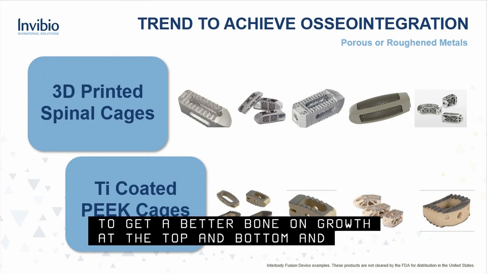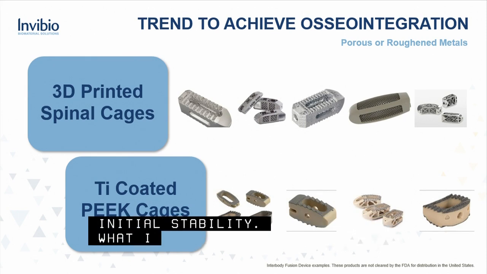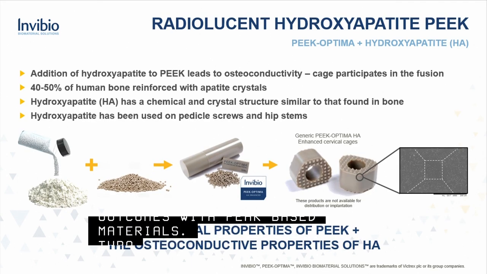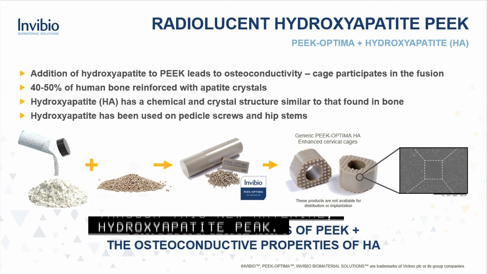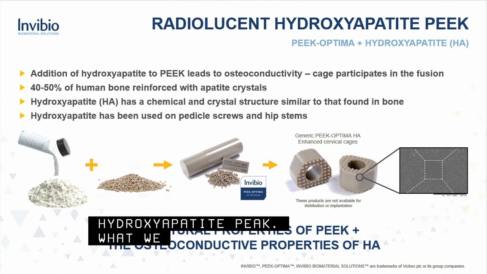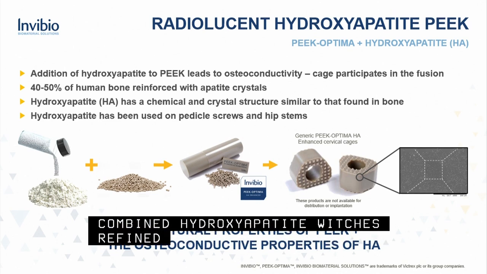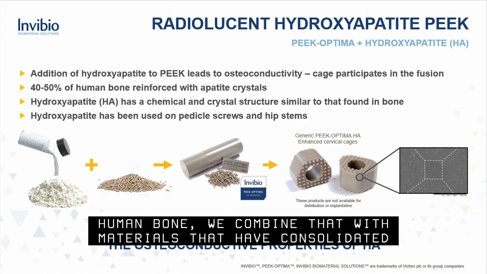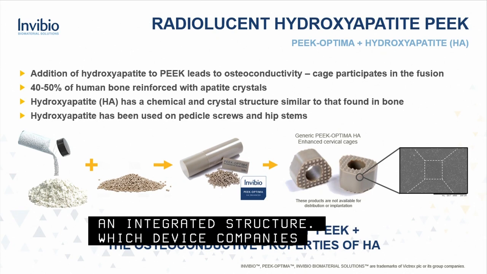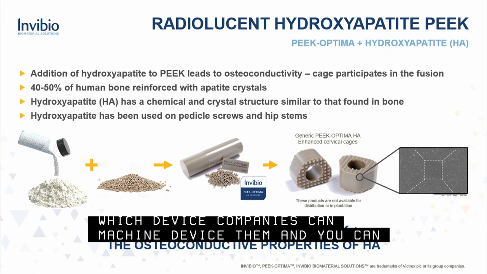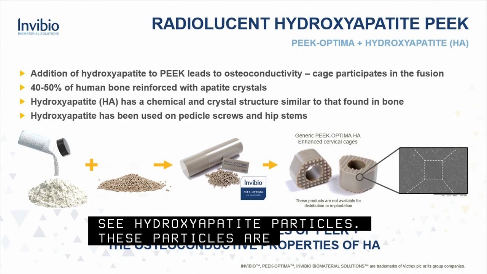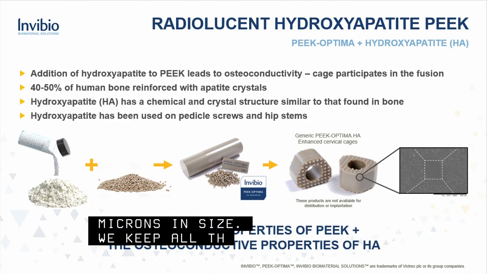So what I wanted to tell you about today was our approach towards improving these clinical outcomes with PEEK-based materials through this new material, hydroxyapatite PEEK. So what we've done is we've combined hydroxyapatite, which is a mineral you find in human bone, with PEEK materials to give us a really well-consolidated and integrated structure, which device companies can then machine devices out of. And you can see from the image on the screen here that hydroxyapatite particles are then available, not just at the end plates, but at every single surface in the cage. And these particles, which are about 5 micron in size, are osteoconductive. So we keep all the benefits of PEEK cages, such as their modulus, their imaging, but we get this osteoconductive effect.